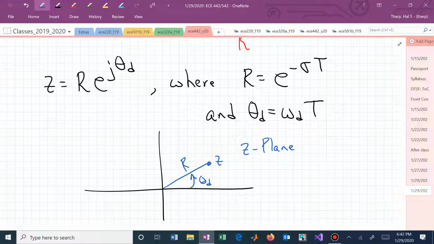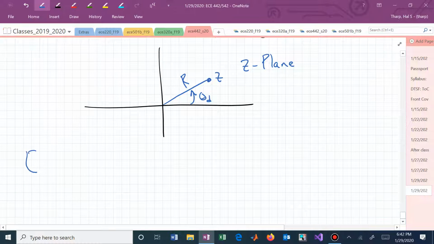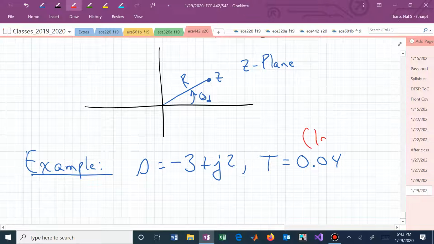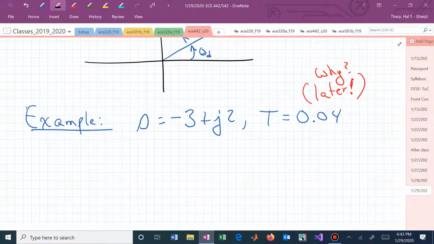Let's now use that insight with our particular value that we started with. We started with s equaling minus 3 plus j2, and let's go ahead and let T be 0.04. You may not know where that came from, and you put on your hat that wants to ask the question, why? Let's just hold that question for now. Let's just assume that we're okay with a sample period of 40 milliseconds, 0.04. What does that mean? Let's now see where z goes.